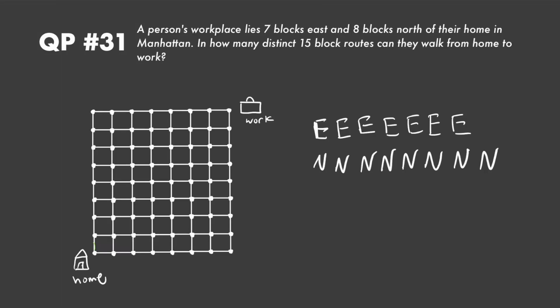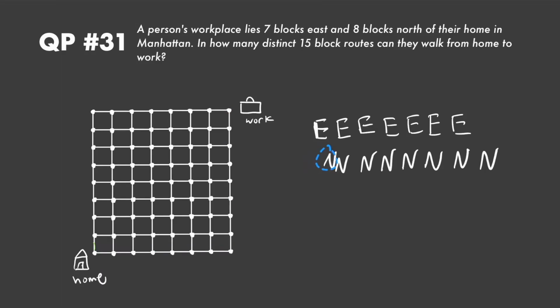Now this setup right here is going to be the key to solving most of these path problems, where we're going to think of a path as just some combination of e's and n's, where e represents east and n represents north, obviously. So for instance, this path right here would be 7 east followed by 8 north. So that would just represent this path where we go east 7 times and then north 8 times.